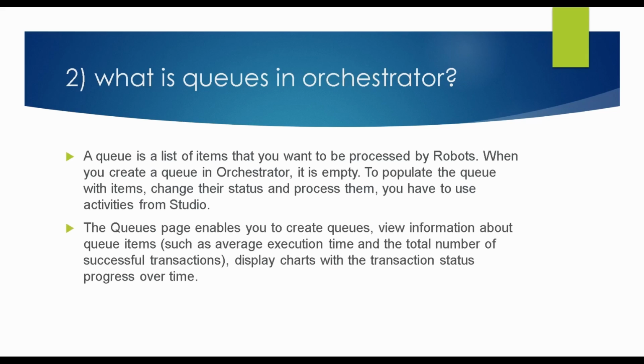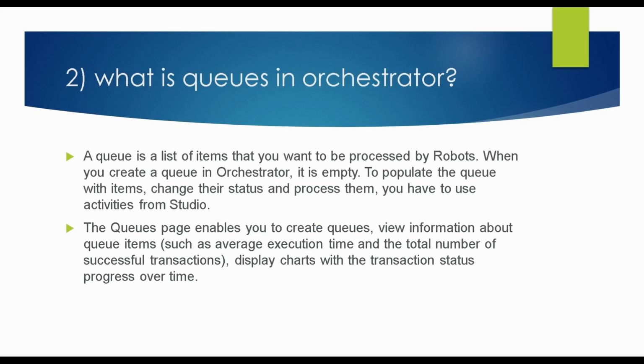Okay. So the queues page enables you to create queues, view information about queue items, such as average execution time and total number of transactions, and display a chart with the transaction status or progress over time. A queue is, suppose you want to process 100 items within 15 minutes. If you can't do that with a single robot, what can you do? You can upload all those transactions to the Orchestrator virtual queue.